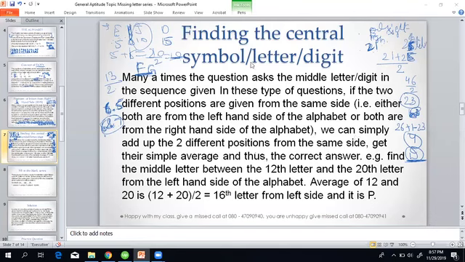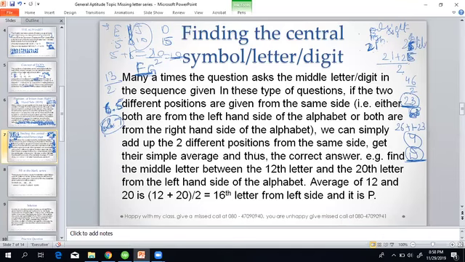Okay, from the right hand side, if the question says to find the middle letter between the 21st letter and the 25th letter from the right hand side of the alphabet. Okay, so the positions are from the right hand side. Firstly we have to find the middle letter, so there is no need to write the positions of 21 and 25. Just add them together and divide by 2. So 21 plus 25 over 2 gives 23. Okay, so 23 is the position of the middle letter from the right hand side, not from the left hand side.